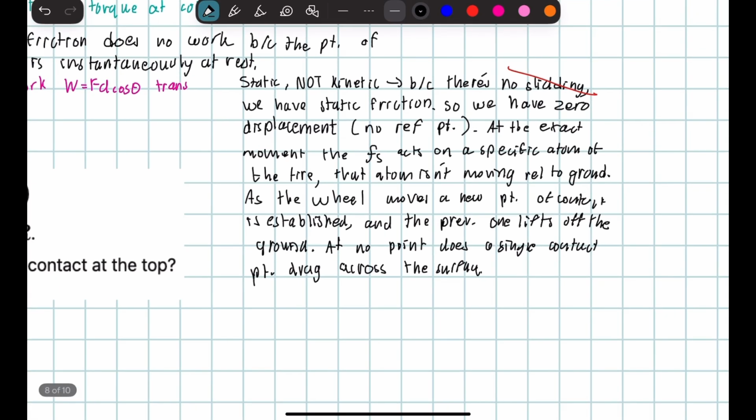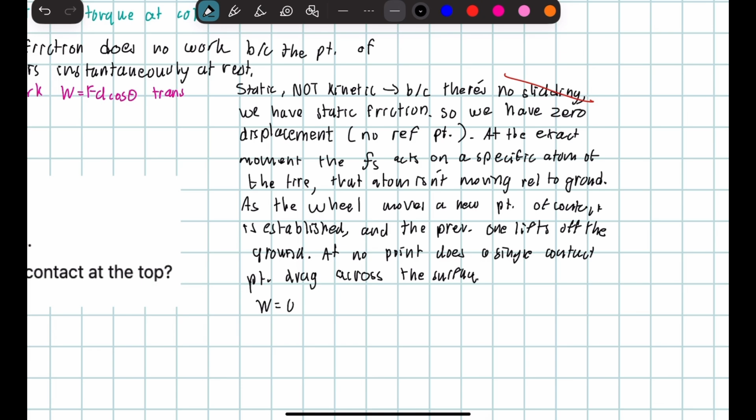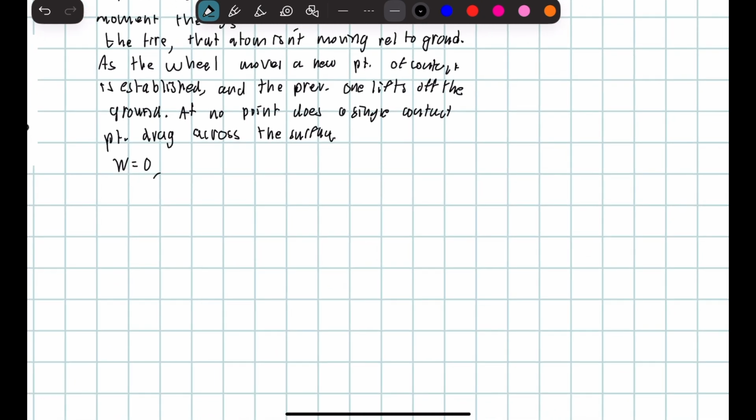So because the work done by static friction is equal to 0, therefore no mechanical energy is lost or converted to heat. That's why we can use the conservation of mechanical energy. Conservation of E for rolling.